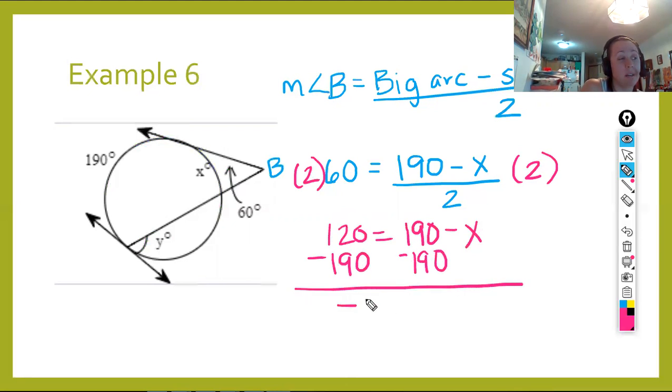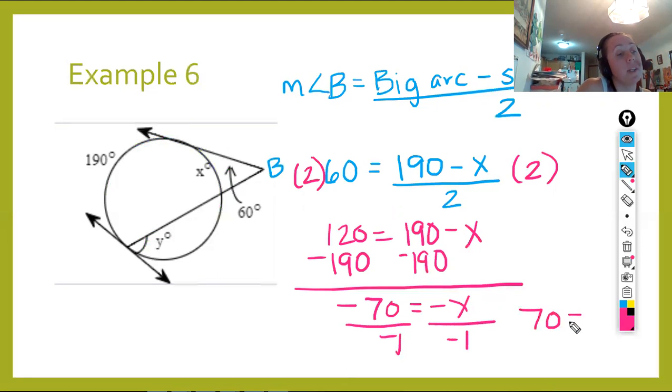We get negative 6, no, can't be, 70, right? Yeah. 120 minus 190. Yep, 70. We get negative 70 equals negative x. Then you're going to divide by that negative 1. That leaves you with 70 equals x. So this arc measure is 70.